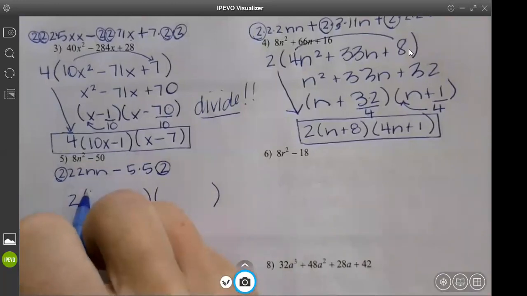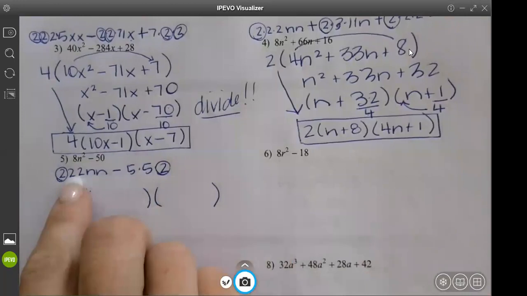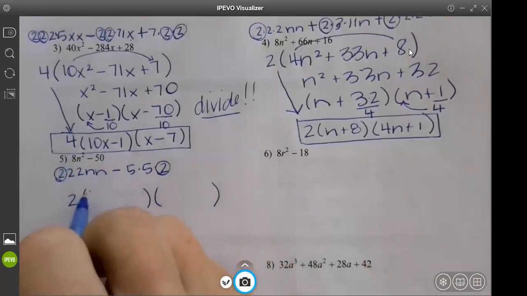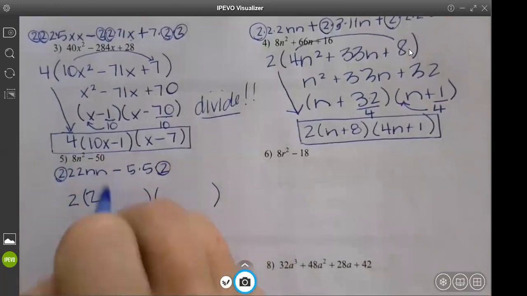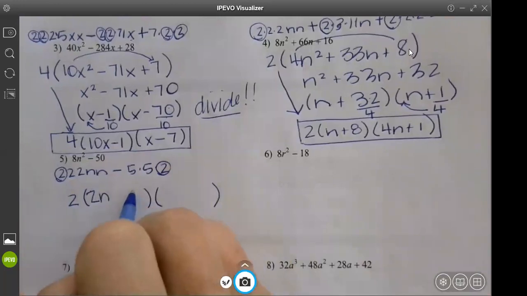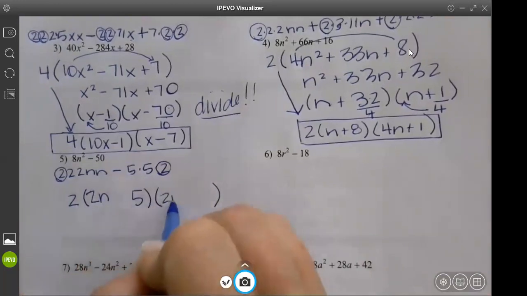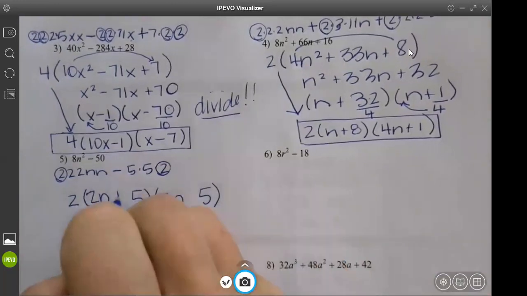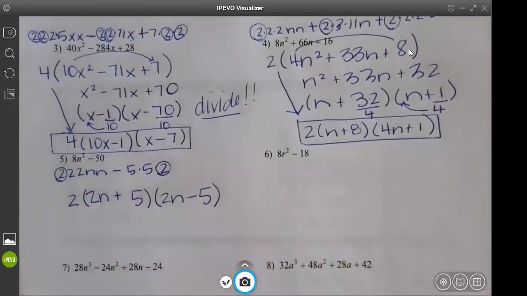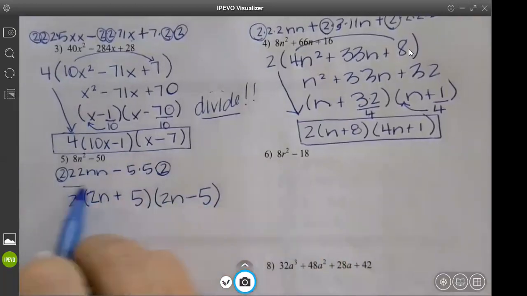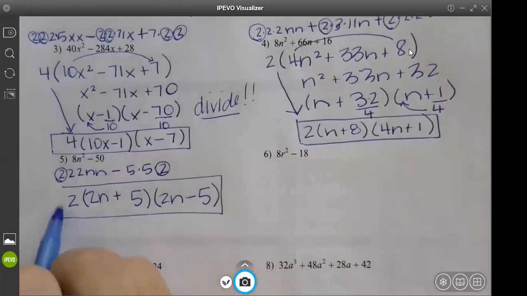What do they have 2 of? A set of 2s. That goes in the front. A set of n's and a set of 5s go in the back. They look exactly the same. Only one is positive, one is negative. That's as good as it gets.